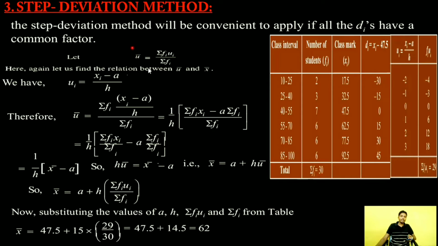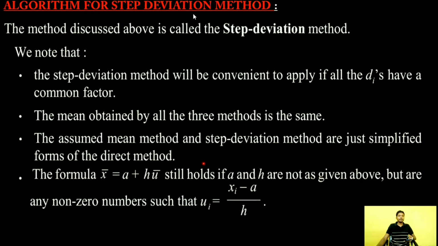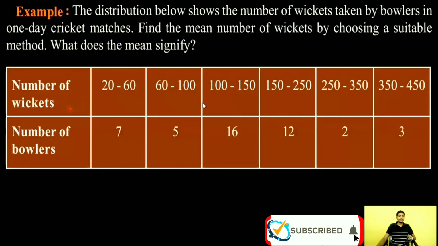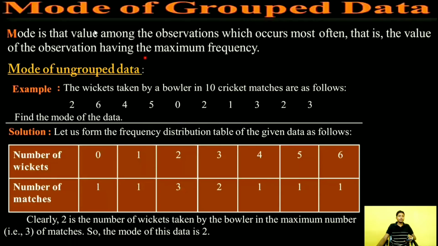Now we can apply this formula. u bar is equal to the sum of fi ui divided by the sum of fi. Now there is a relation between our original mean and this u bar. The original mean x bar is equal to a, our assumed mean, plus h multiplied by the sum of fi ui divided by the sum of fi. This is the formula, and this is our step deviation method. Clear? This is the algorithm for the step deviation method. Just have a look at this formula. Then this is an example. This is also an example.